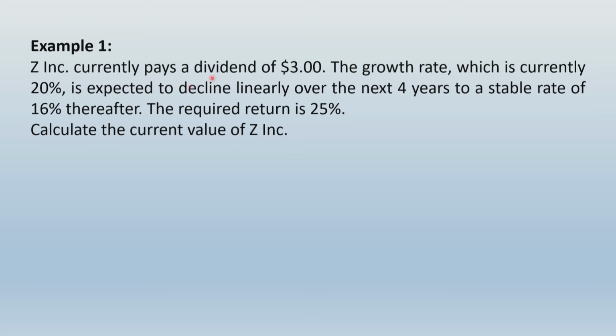So now, if you have read this question, you should be very clear with the information given. Z Inc. currently pays a dividend of $3, means this itself is D0, correct? And initially, the growth rate is 20%, which is going to decline linearly over the next 4 years to 16%. And thereafter, 16% will continue. So you know how you attempt the calculation over here.